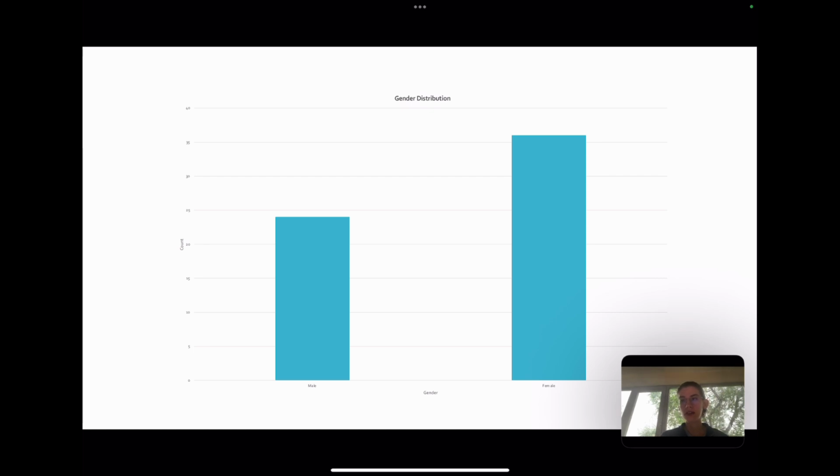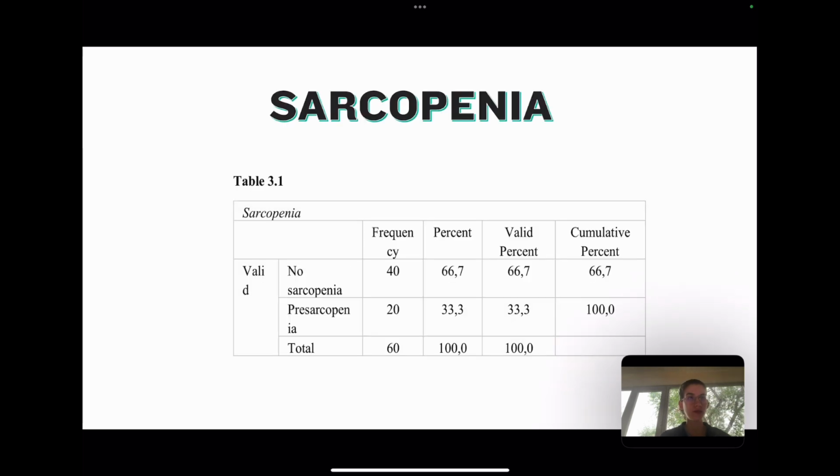And here we can see the bar chart. This bar chart shows the number of males and females in the study. As you can see, the bar for females is taller than the one for males, clearly indicating that there are more female participants in the group.